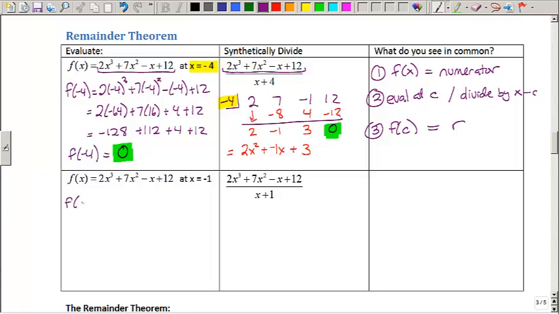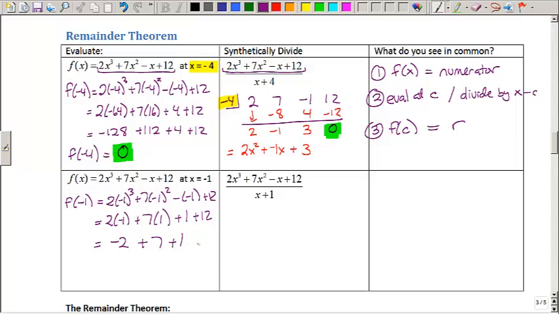Next, I'm taking a different function and I'm evaluating it at -1. And I get 2 times -1 plus 7 times +1 plus 1 plus 12. -2 plus 7 plus 1 plus 12 is equal to 18. So f of -1 is equal to 18.